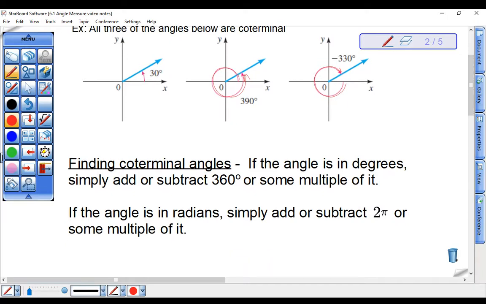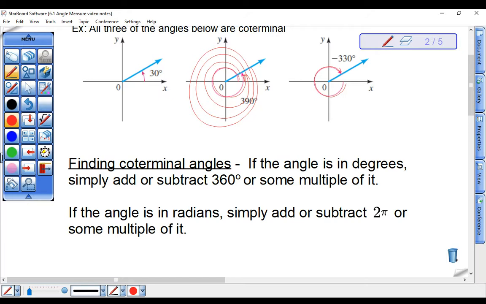Well, it's pretty simple. In order for the angles to line up, we need to go all the way around the circle. So if we're dealing with degrees and we want to go all the way around the circle so that they line up, we either need to add 360 degrees or subtract 360 degrees, right? And that would land back on top of it. Or you could add or subtract some multiple of 360 degrees, right? You could potentially go around the circle 1, 2, 3 times, right? So that would be adding 3 times 360 degrees to your original angle, right?